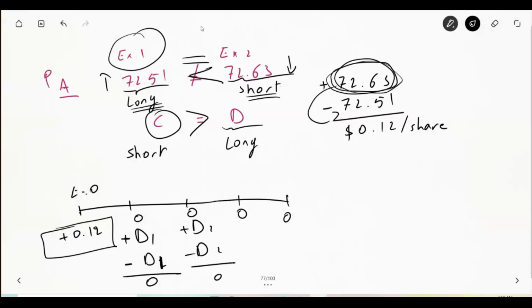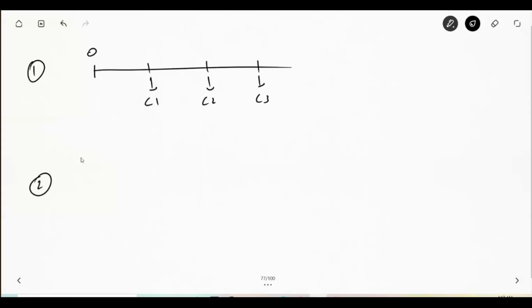So for example, if I have those two assets with the following cash flows, C1, C2, and C3, let's say. This is asset number 1. Asset number 2 has exactly the same cash flows, C1, C2, and C3.